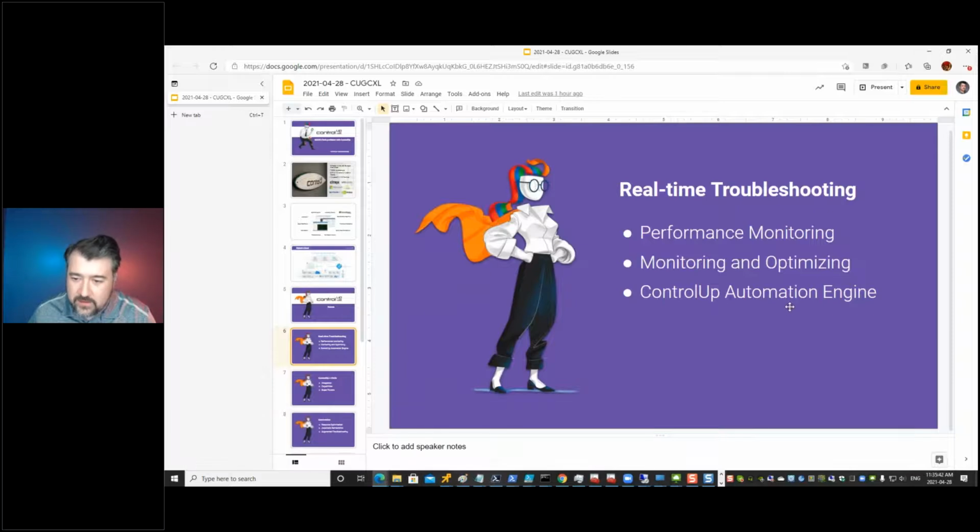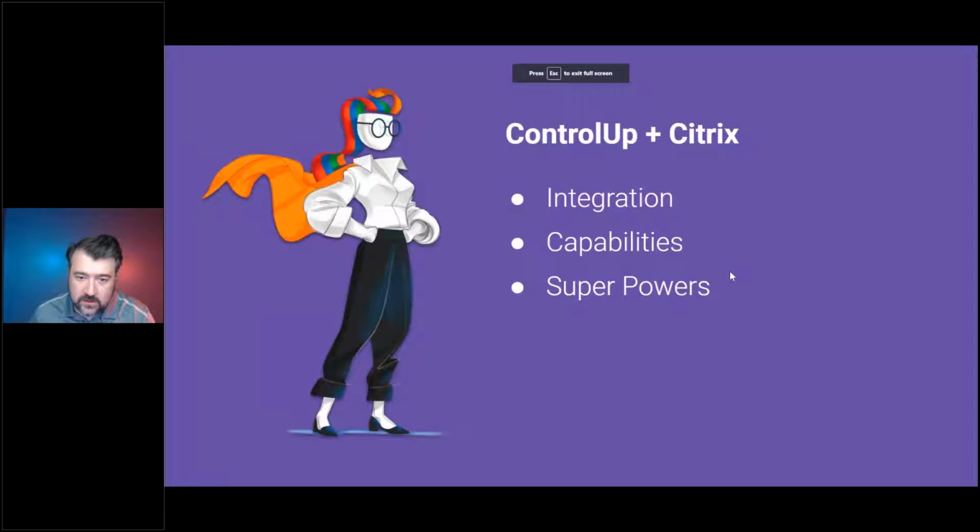All right. And so we went through that. We went through the ControlUp automation engine. So that's great. So let's go to the next one.